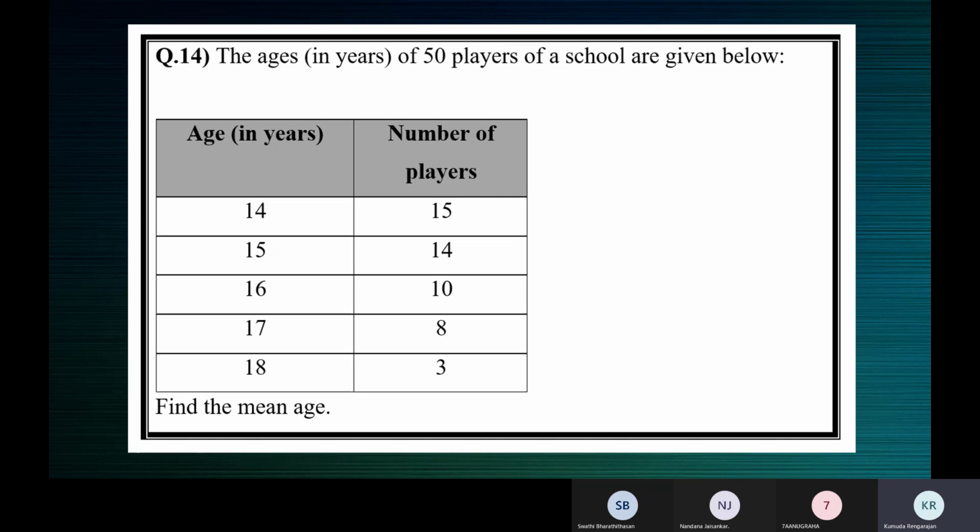Ma'am, we should find the FIXI, ma'am. Yes, find the mean age. Okay, ma'am. Ma'am, we have to find the total number and then divide it by 50. Correct. Yes, ma'am.